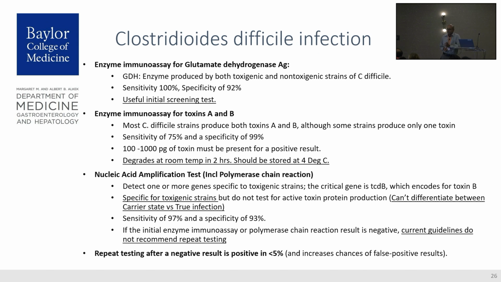And ordering GI PCR, the polymerase chain reaction, has a caveat. It has good sensitivity and specificity, but it cannot differentiate between the carrier state versus true infection. So again, as I said, do not repeat the test if one C. diff test is negative.